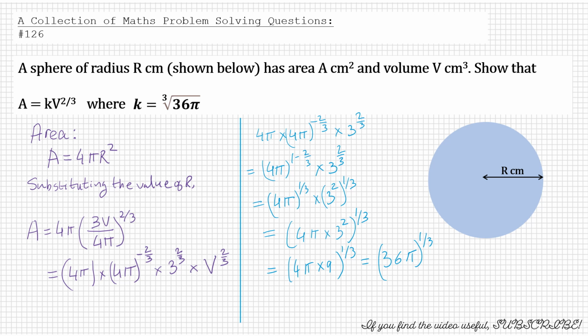Once we have that, you see this equals this expression, 36 pi. So this thing is k. So you found out what k is. Then we write this again, a equals the cube root of 36 pi, which we have found over here, times v to the power 2 out of 3. That equals kv to the power 2 out of 3, where k is the cube root of 36 pi. So we've got our answer.